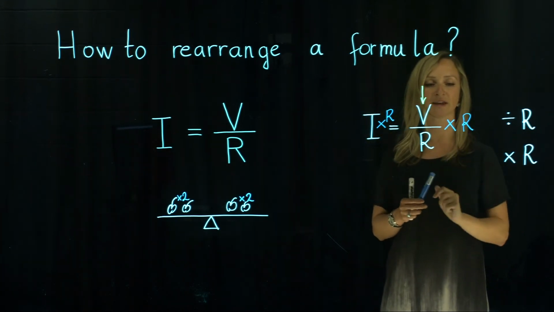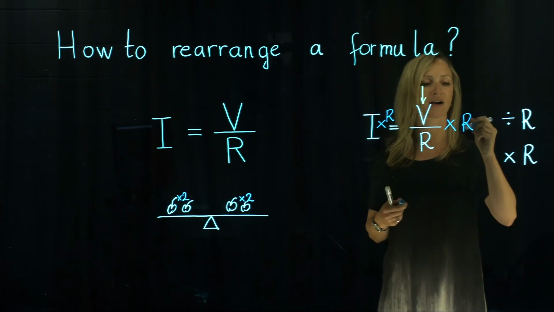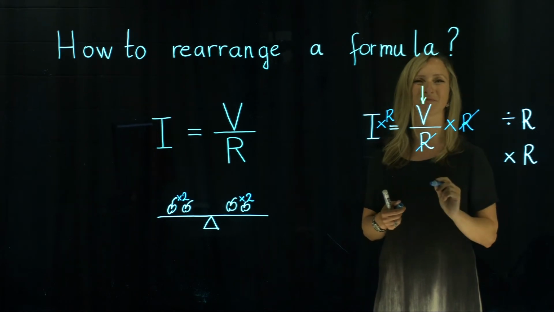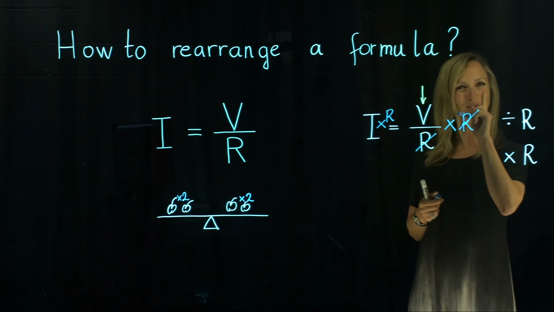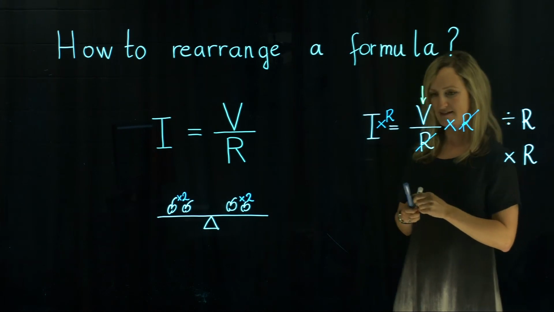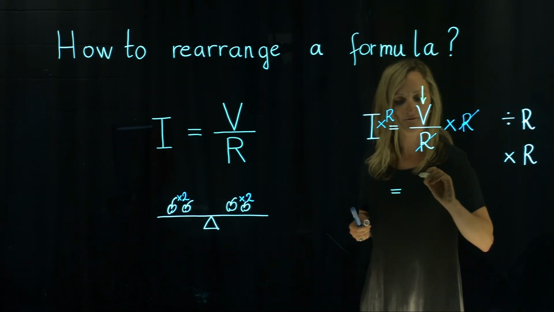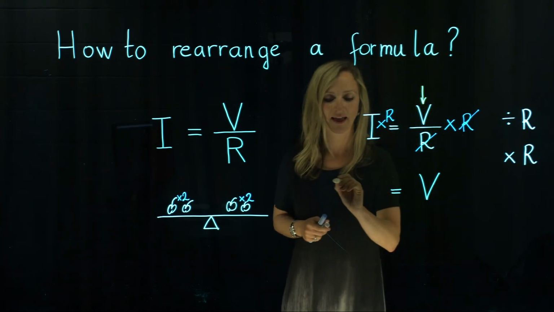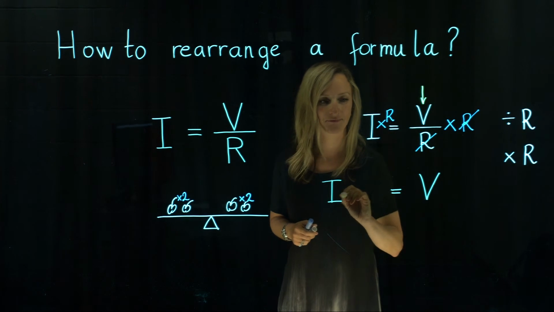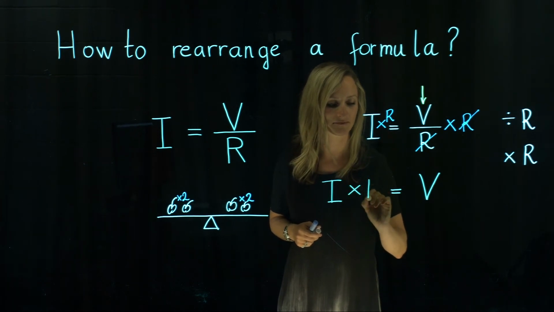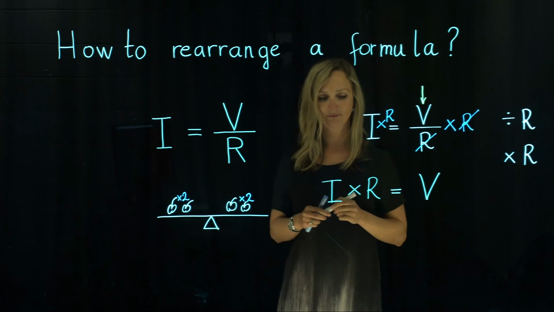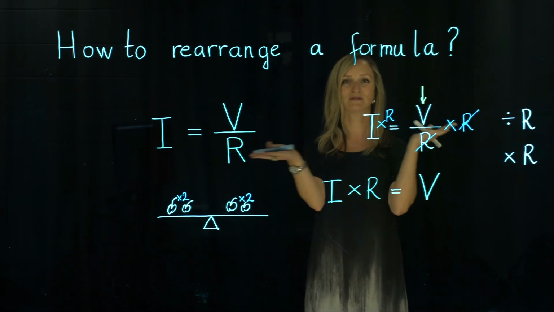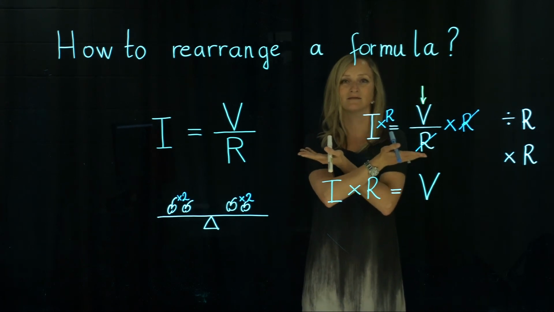Here, what do we get? We've got 1R on the top, so resistance on the top over resistance on the bottom. That means resistance divided by resistance becomes a 1. Then we get voltage by itself on the right hand side, and on the left hand side we have current times resistance. If this side is equal to that side, if we swap them around, the balance still stays the same.